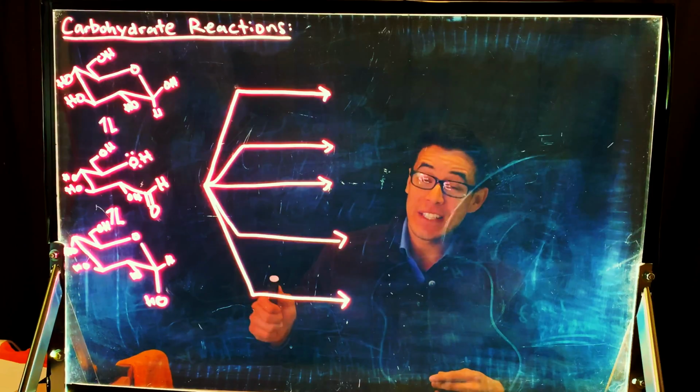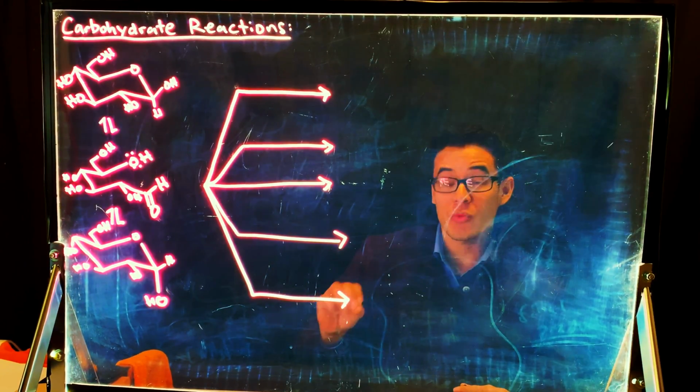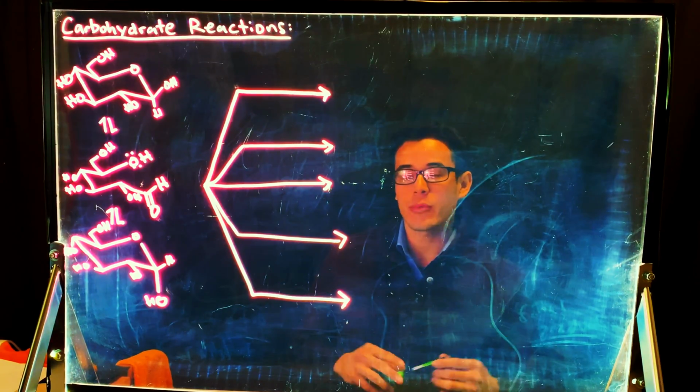Today, we're going to be continuing our discussion on carbohydrate reactions. And we're going to talk a lot about oxidation and reduction. So let's go ahead and jump into an example.